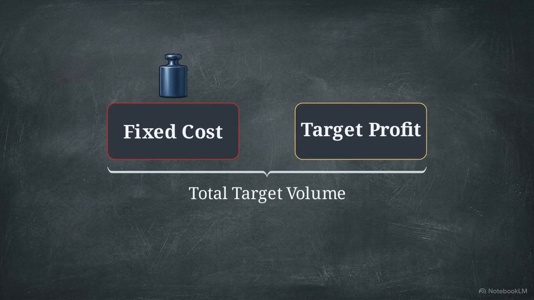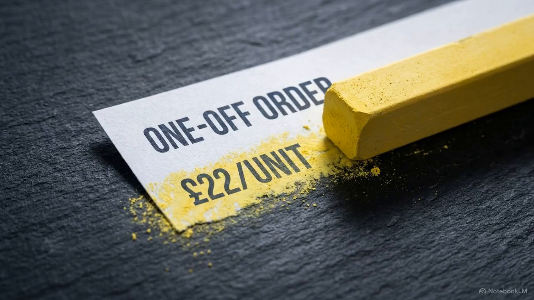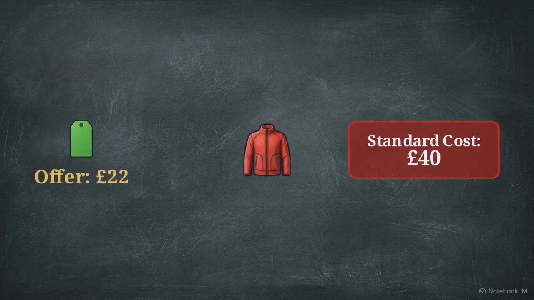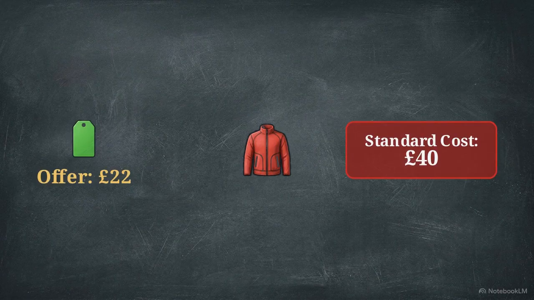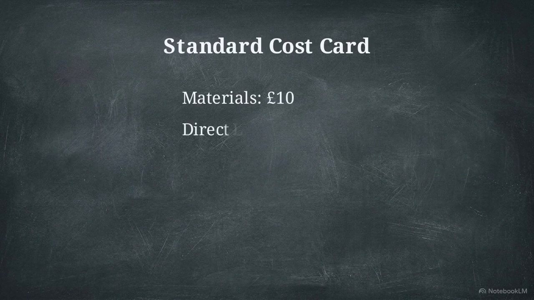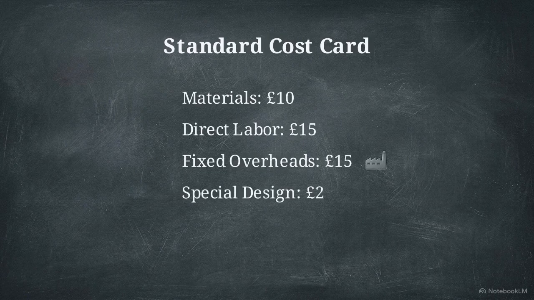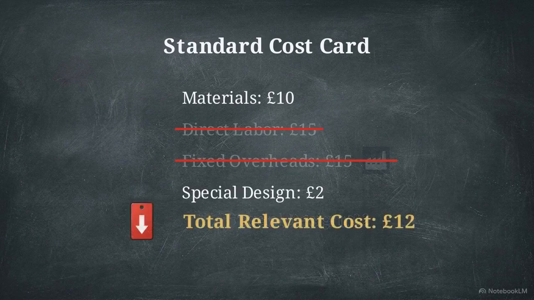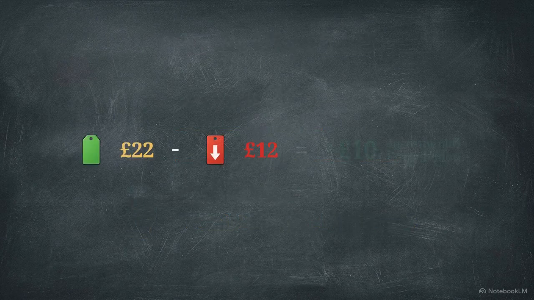Consider a scenario where a customer offers £22 for a one-off order. This looks problematic because the standard cost to make the unit is £40. Standard costs: £10 materials, £15 direct labor, £15 fixed overheads, plus a £2 special design. Labor and overheads are fixed, so we strike them. Relevant costs: 10 materials, 2 design. Subtracting this 12 from the £22 offer yields £10 incremental contribution.